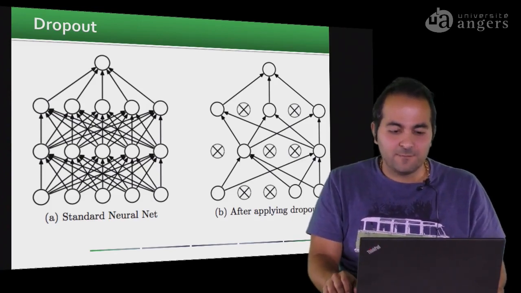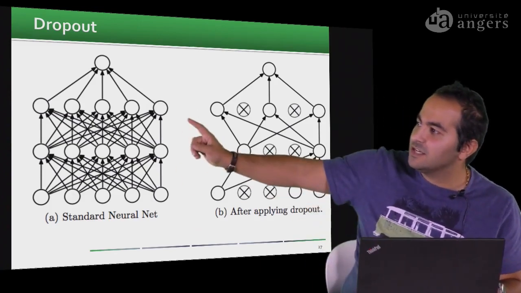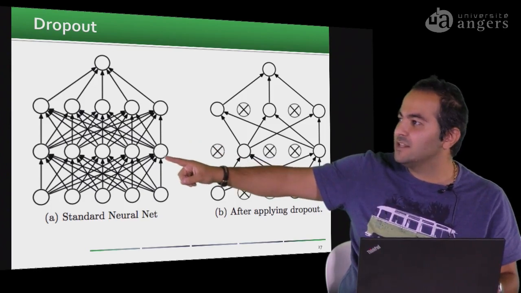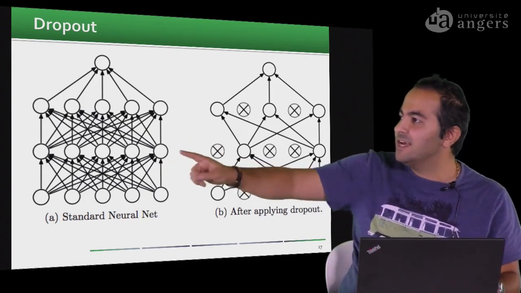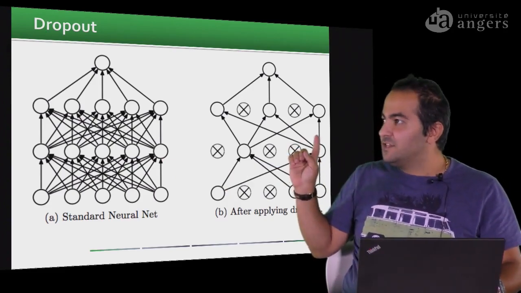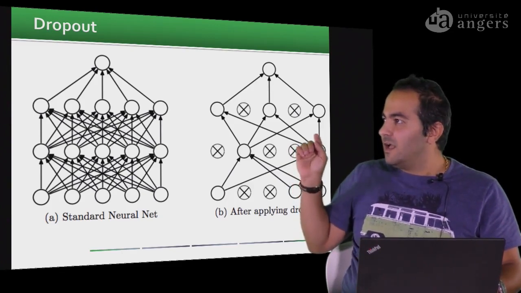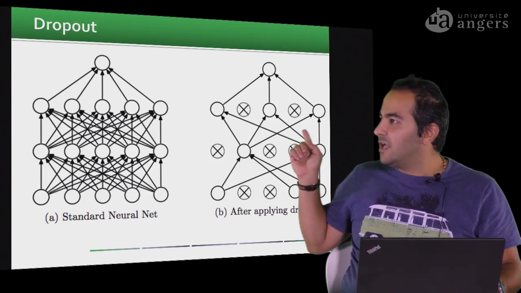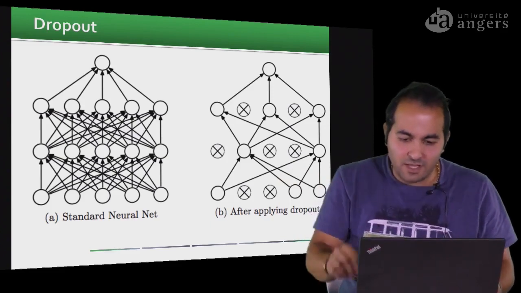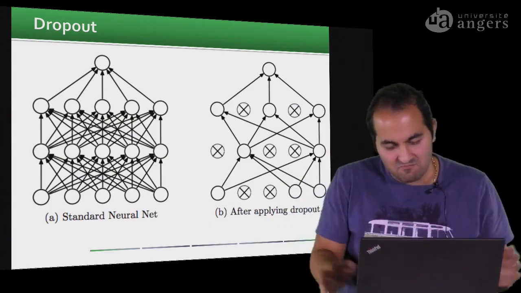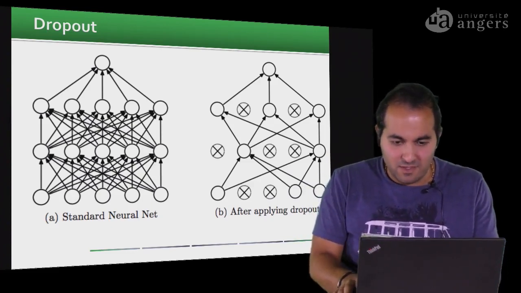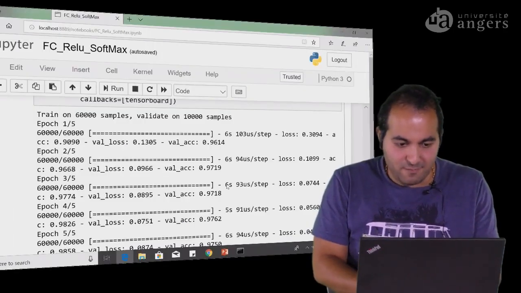But for the validation and also for the testing, we use these neurons. Here, on the left side, you can see the standard neural net with all neurons that we use, and then we assign the weight and bias to them. But on the right side, you can see that we shut some of the neurons down, and then we use the other neurons. So this is one of the possibilities to reduce the overfitting.